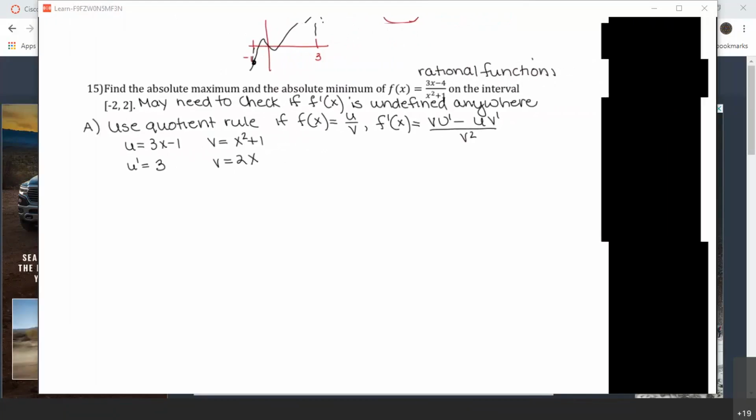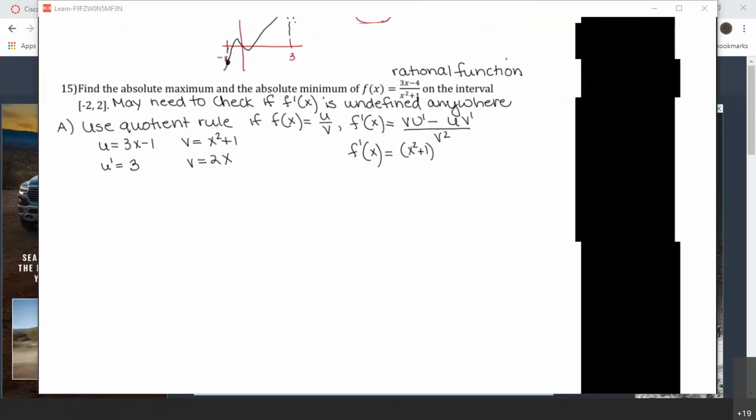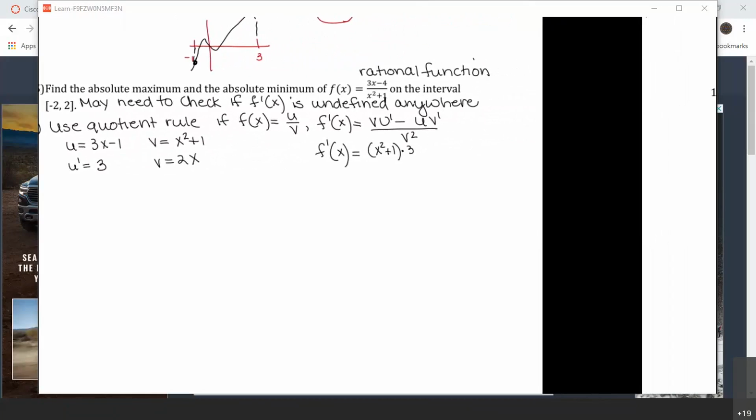Okay, and then plugging it into the pattern for the quotient rule. That gives me v times u prime, which is 3, minus, okay, the u times v prime, whole thing over v squared. Okay? Now again, because I'm going to have to play with this. Okay, namely, what do I need to do now?